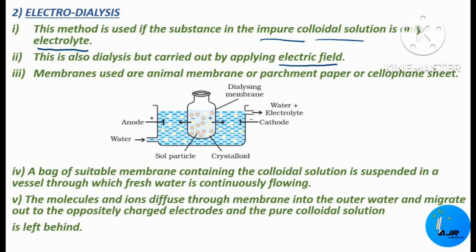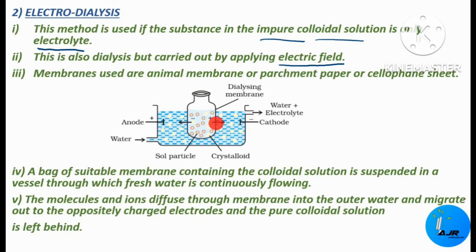Here we make use of an electric field, but all the other things are the same. We use the same types of membranes, that is animal membrane or parchment paper or cellophane sheet. Here we take the dialysing membrane with the colloidal solution which has the electrolyte as the impurity. This bag, made of a suitable membrane, maybe parchment or silicone sheet, containing the colloidal solution is kept inside the vessel through which fresh water is pumped.